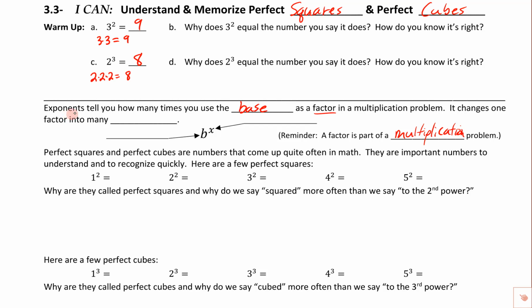So that's what an exponent does. That exponent tells us how many times we use the base as a factor in a multiplication problem. So in short, what it does is it changes one factor, that base factor, into many factors.